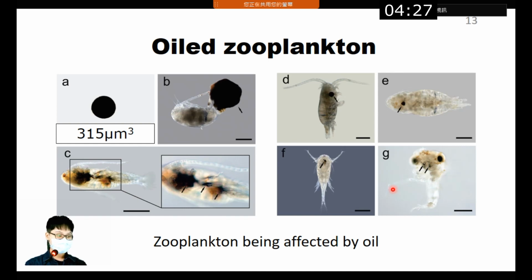Now, this picture shows the evidence of zooplankton being affected by oil. The scientists measured the volume of the oil droplets, about 315 cubic micrometers. We can see the arrow pointing to the black dot over there, and this black dot is the oil.